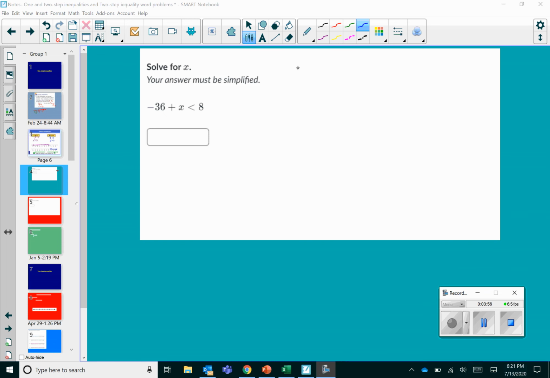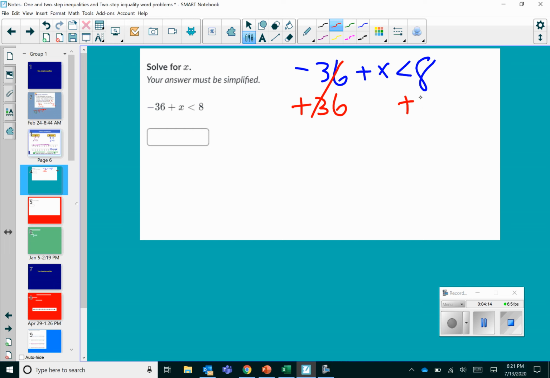I'm just going to rewrite this one off to the side a little bit so it's easier for me to solve. So I've got negative 36 plus x is less than 8. I want to get x by itself, so I need to get rid of this negative 36. To get rid of it, I'm going to add 36. What we do on one side, we do to the other, and that's going to leave me with x is less than, well, 8 plus 36 is 44.